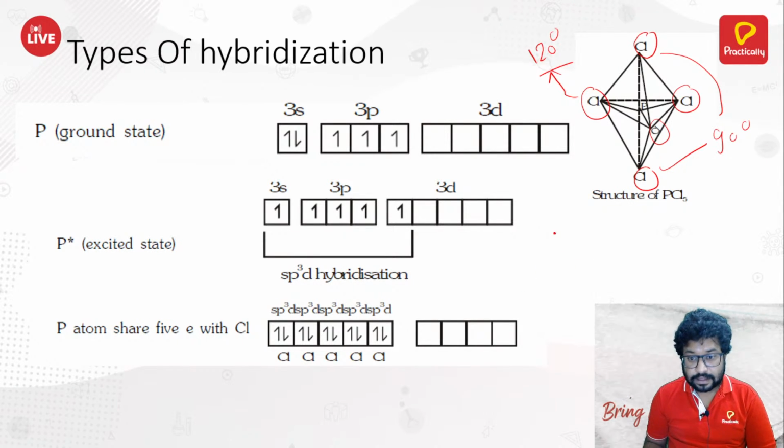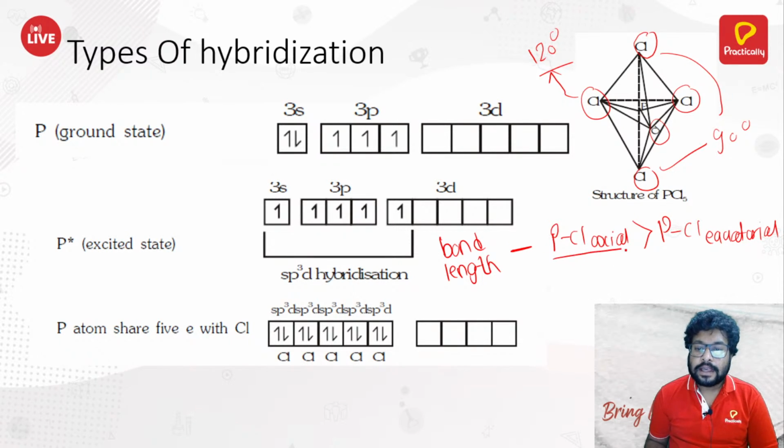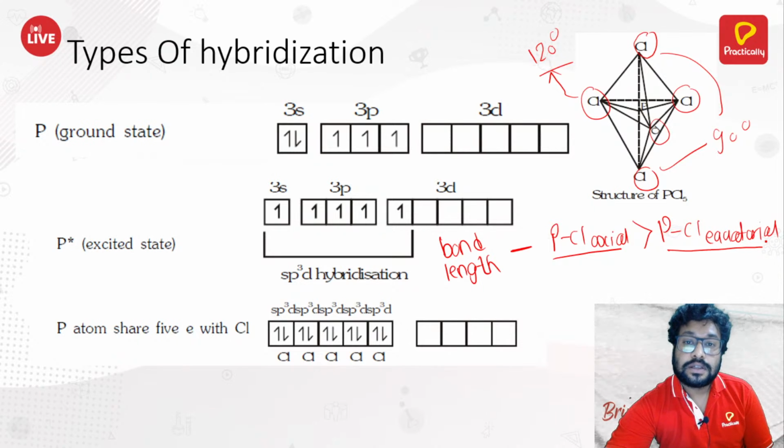One more thing. The P-Cl axial bonds are longer than the P-Cl equatorial bonds. Bond length: the bond length of axial is larger than the equatorial. Why? To avoid the repulsion. To avoid the repulsion. Okay.